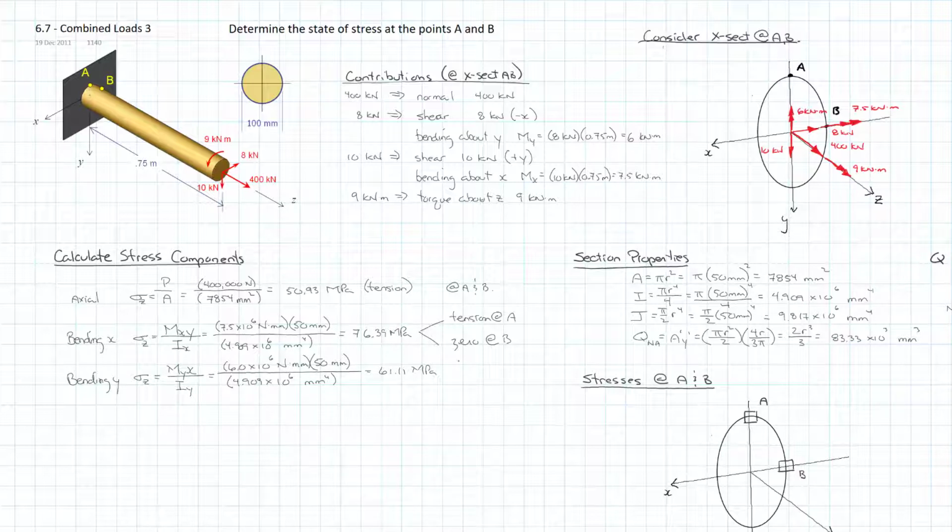Now, as I look at it, it's going to be causing compression. It's pushing this rod away from me. So it's going to be causing compression at B. So let's say, and the neutral axis is the y-axis, so it's going to be 0 at A, because A is on the neutral axis, and compression at B.